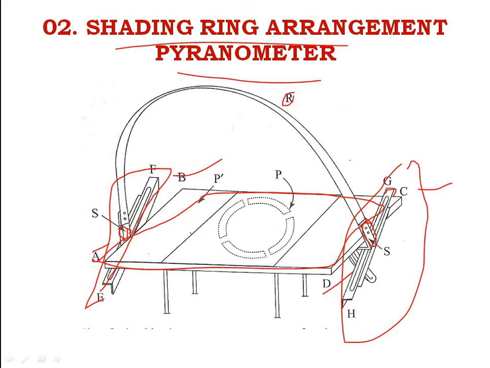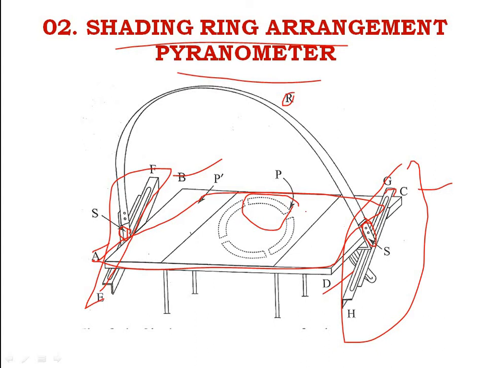To the bottom of the frame ABCD is fixed a thick metal plate P. You can see here, this is the thick metal plate P, with a circular slot so that the frame, when fixed on the masonry platform with nuts and bolts, can be adjusted in its proper position by rotation about a vertical axis.